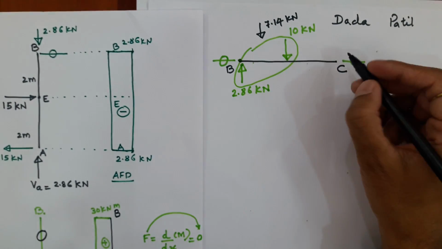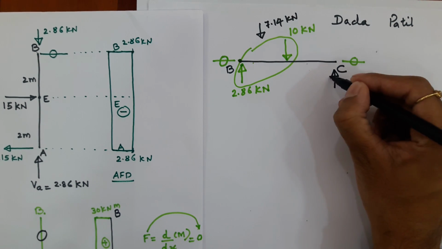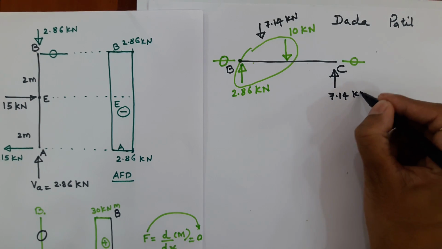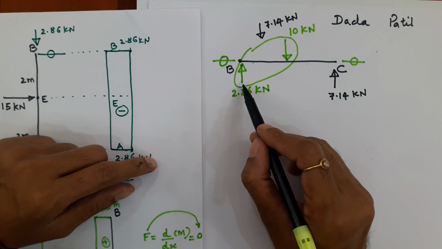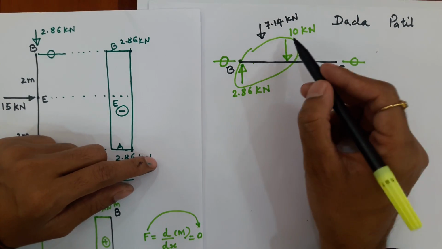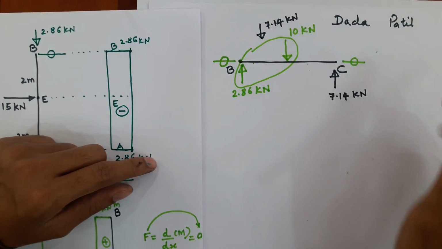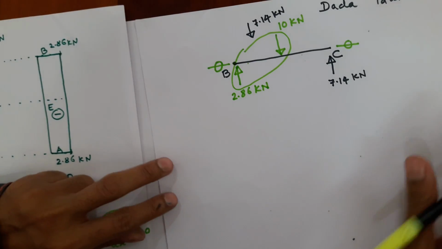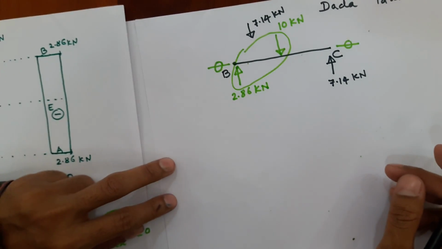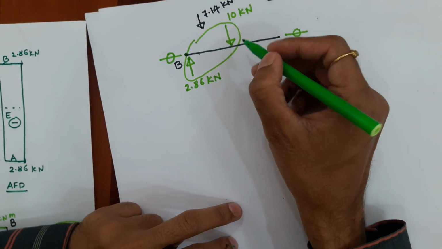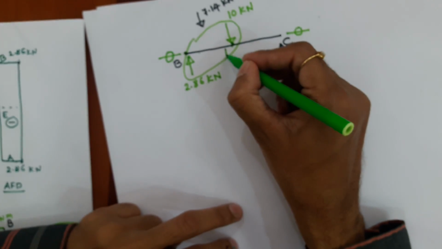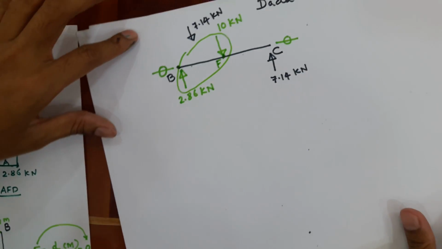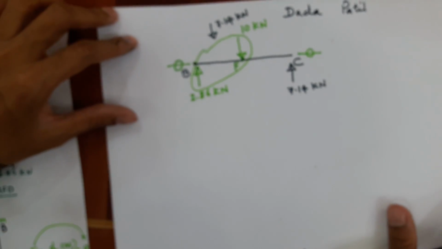And to resist this 7.14, here part CD has to offer an upward reaction force of 7.14 kilonewton. So that now this 2.86 plus 7.14 is 10 and this is 10. So both these upward and downward cancel, and therefore summation of Fy can be applied. Okay, now I will take this point as F for convenience. Now let us start drawing AFD, SFD and BMD.